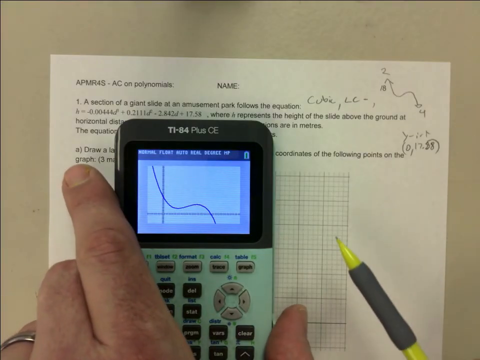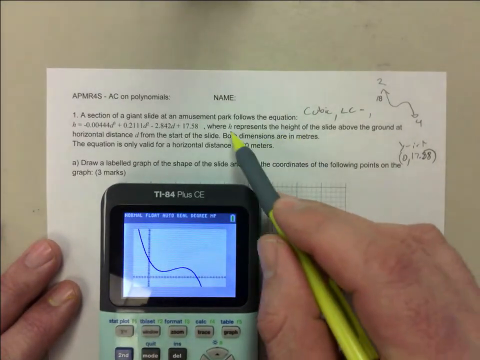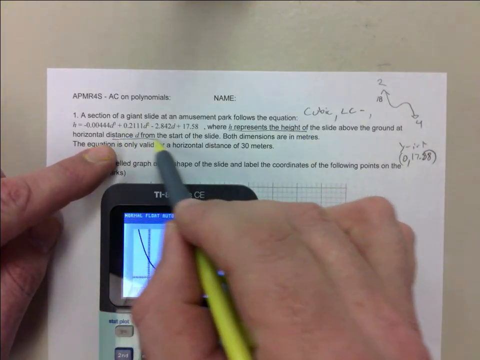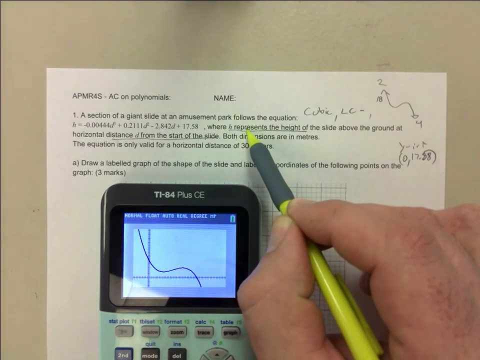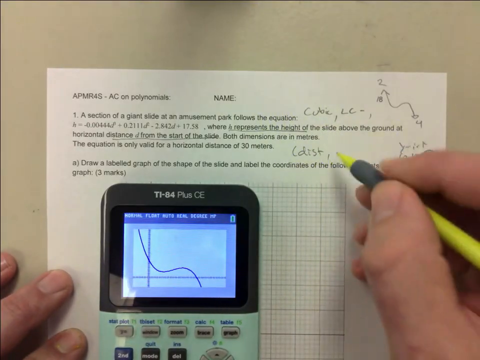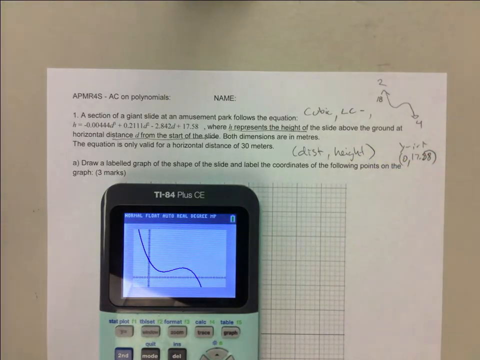That's what I expect. And we're talking about a slide where we have height. H represents height and D represents distance from the start. So horizontal distance and vertical, right, height. So we know that every single point is going to correspond to distance and height. Okay, so we've got that figured out.